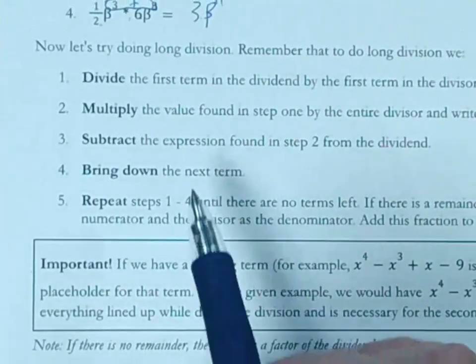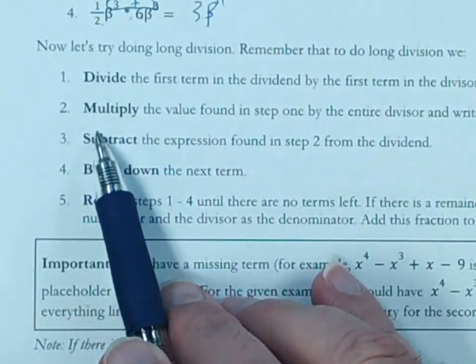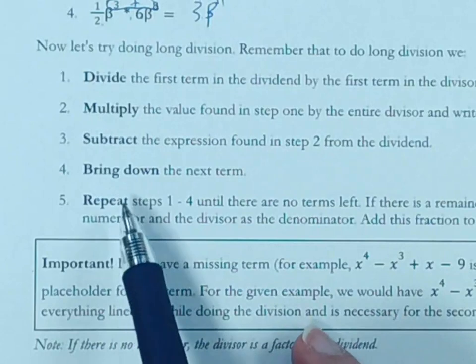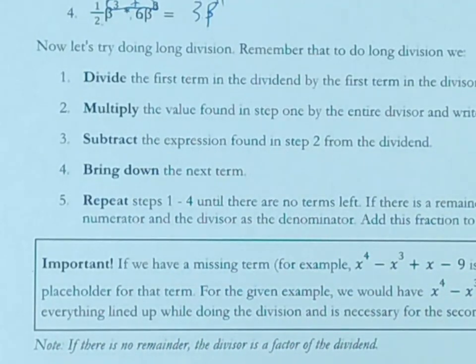Here's our process. We're going to do 5 things. We're going to divide, then we will multiply, then we will subtract, then we'll bring down, and then we will repeat all of these steps. So let me walk you through how to do a couple of these things.